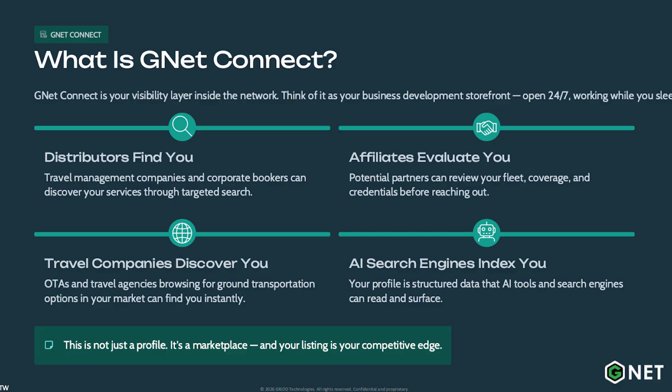If you want to do partners or find another affiliate, you can look up that specific partner that you're exploring doing business with, and you can find information about that profile. You can also tap into travel companies where they're able to discover you on the GNet Connect platform, right? They can look again at the different localities, different markets, and explore who is providing services in those markets. And then we are able to tap into those.